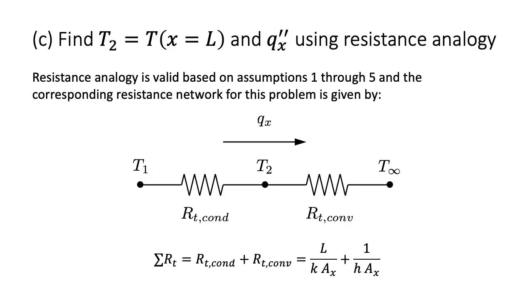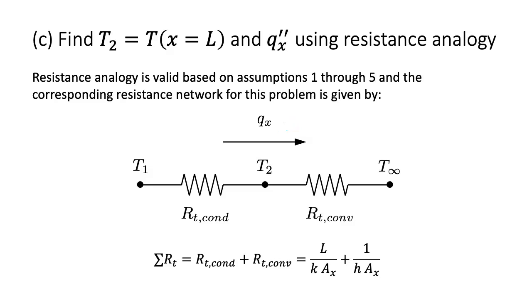To begin, we draw a resistance network that models our conduction problem. On the left, we have a node that represents the fixed temperature of the wall at x equals 0. Then, we have a resistor that represents the thermal resistance for the conduction through the wall, followed by a node for the temperature at x equals L. Finally, we have another resistor in series that represents the thermal resistance for the convection to the fluid, followed by a node for the temperature of the fluid away from the wall. Note that the heat transfer through this system is constant and is represented by the arrow above the resistance network.